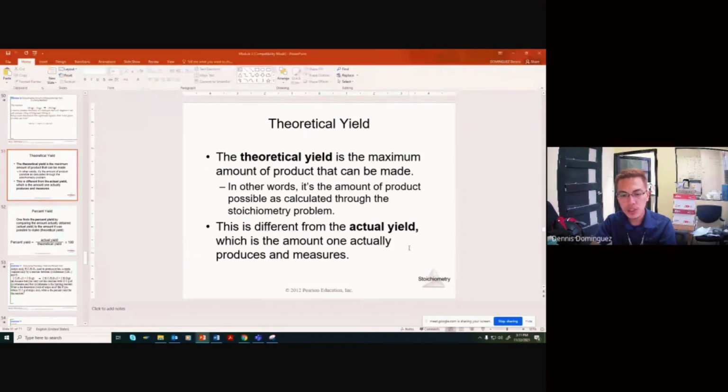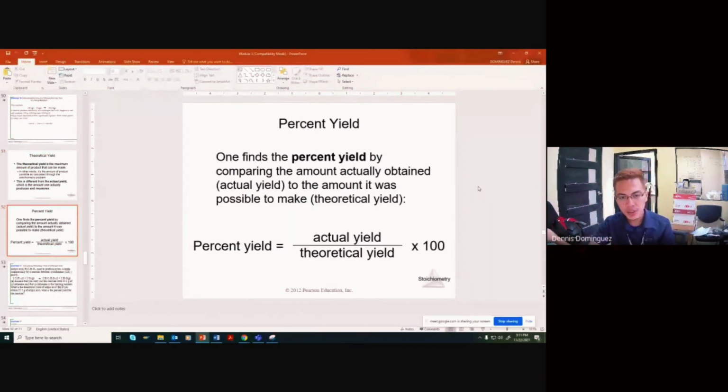So, this is different from the actual, which is the amount one actually produces and measures. So, ginameasure siya sa process, while the theoretical yield is just from the theory or the concept or principle na gigamitan. Kuha na siya gamit ang theory or principle using the stoichiometric relationship. So, the percent yield, on the other hand, is the actual yield divided by the theoretical yield.